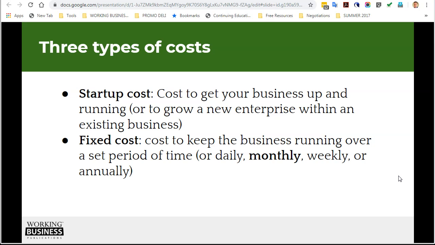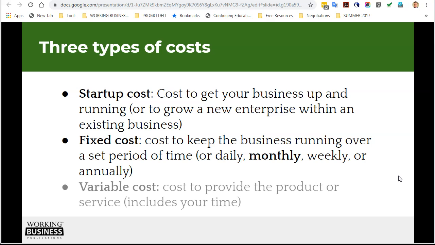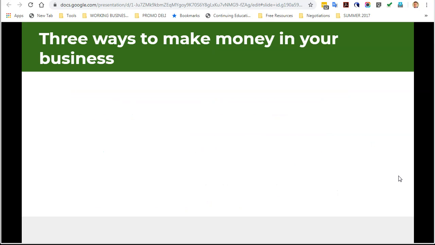The fixed costs are after your customers are using and enjoying your products, they're paying you. The fixed costs are the cost to keep the business running over a set period of time. That set period of time can be a day, weekly, monthly, annually, however you want to set it. Traditionally, the fixed cost is the monthly fixed cost, how much it costs to keep the business up and running. And finally, the variable cost. This is the cost to provide each unit of product or service. And this can include your time or the worker's time to produce a unit, but the variable cost is the cost to make each additional unit that you sell to your customers. And we'll describe each of these in more detail.